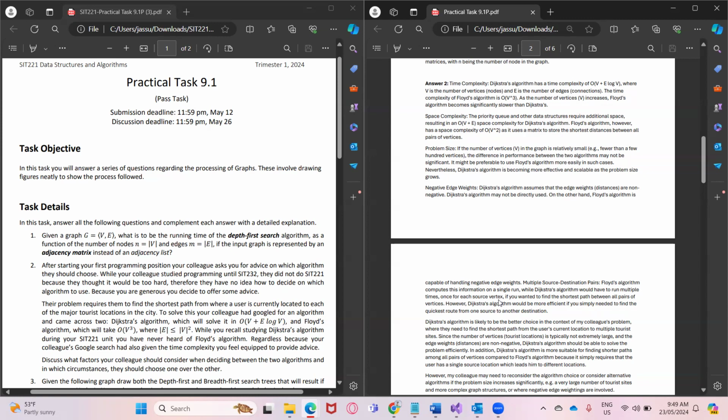Given a college problem where we need to find the shortest path from the user's location to multiple tourist sites, Dijkstra's algorithm is probably the best choice. It is efficient for graphs with non-negative distances and a moderate number of locations. However, if the graph has negative edge weights, or if our college needs to find the shortest path between all pairs of vertices, Floyd's algorithm might be the best choice despite being slower.